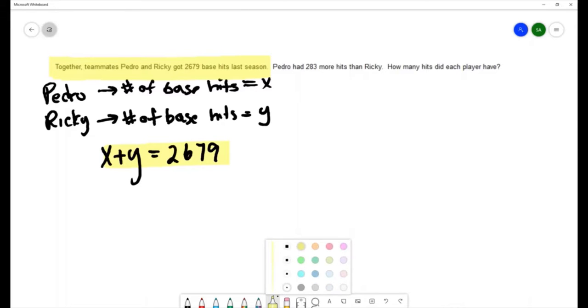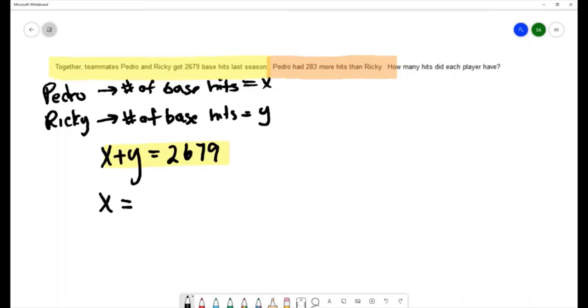And then we have another sentence over here. Pedro has 283 more hits than Ricky. So that's going to give us another equation. Pedro, which is X, has 283 more than Ricky. So Pedro has more hits than Ricky, 283 more hits than Ricky. So X equals Y plus 283. That gives us our second equation in the system.